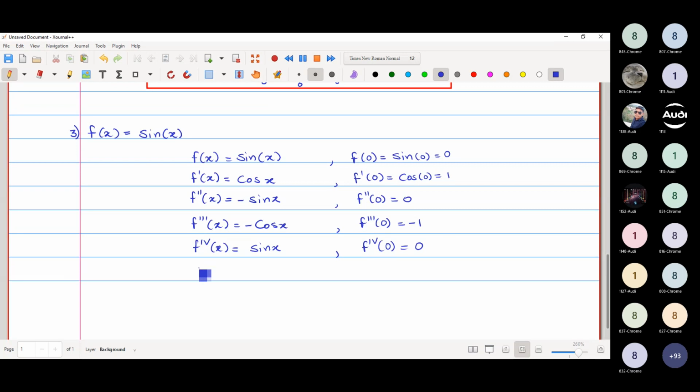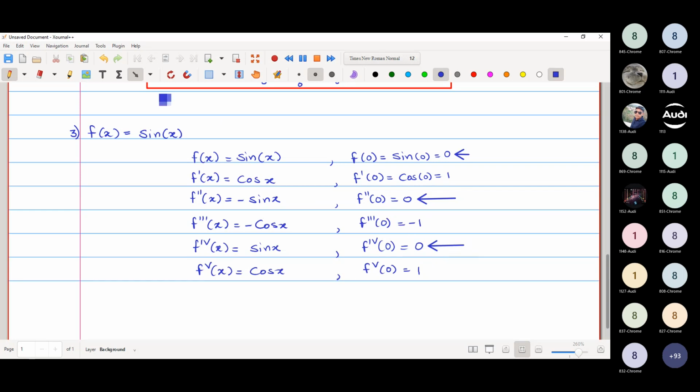We'll write down one more. The next value will be cos x. And what will be the corresponding value at 0? 1. So if you observe one pattern here, all the even ones are giving value 0. Can you observe that thing over here? See, this value is 0. This value is also 0. This value is also 0.